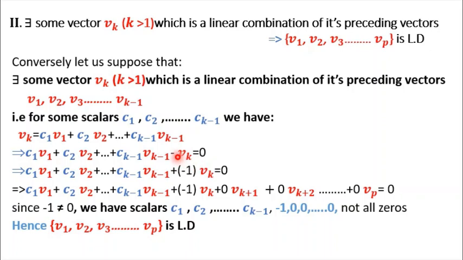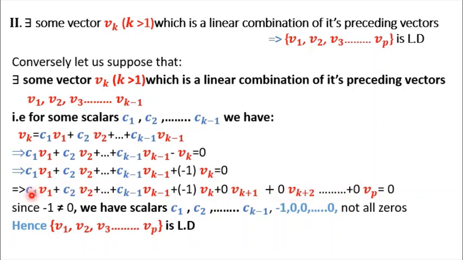This implies, bring this vk this side, it becomes minus vk is equal to 0. Now this minus vk I'll write in the next step as plus minus 1 into vk is equal to 0. Now for the same, in the previous step I will add 0. That means I'll write c1 v1 plus c2 v2 and the same up to ck minus 1 vk minus 1 plus minus 1 into vk plus 0 into vk plus 1 plus 0 into vk plus 2 plus and so on, 0 into vp is equal to 0. Because whatever I added is 0, because each scalar I have taken as 0.